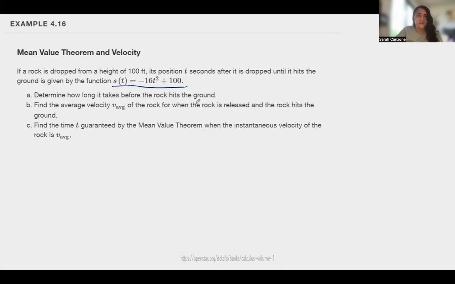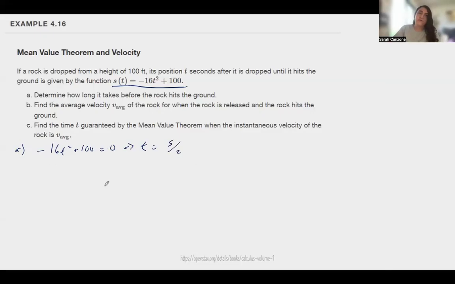We know when something hits the ground, that means that it is a 0 of the function. So for A, what we need is negative 16t squared plus 100 to be equal to 0, and we need to solve that. I'm not going to do all of the algebra for that because I trust, especially at this point in the course, that you can move the 100, divide, square root, do all of that stuff. What we get is that t is equal to 5 over 2.